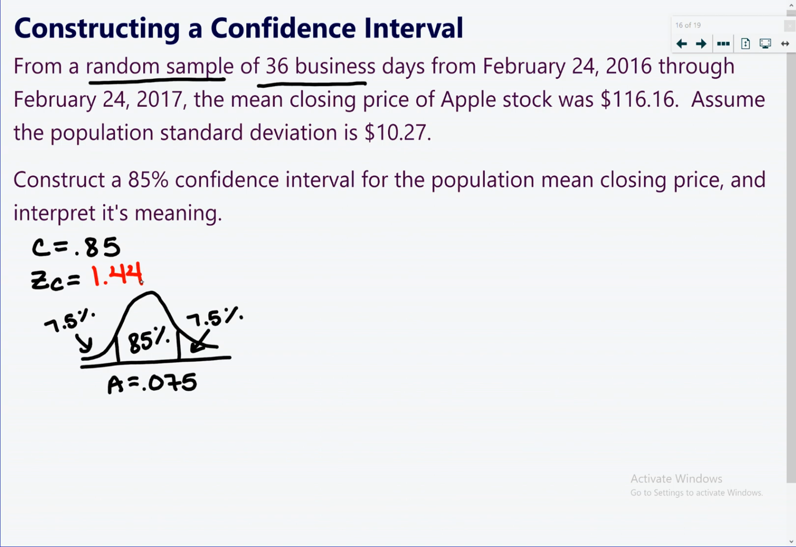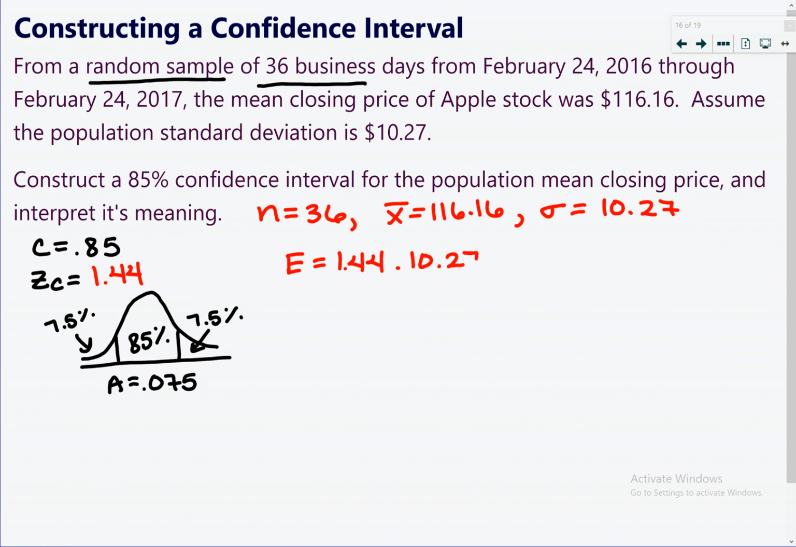All right, other things we know. We know n is 36. We know the sample mean is 116.16. We know the population standard deviation is 1027. In order to get my confidence interval, I need to calculate a margin of error. Margin of error is as follows. My critical value of z, 1.44, times my population standard deviation, 1027, divided by the square root of n, square root of 36.